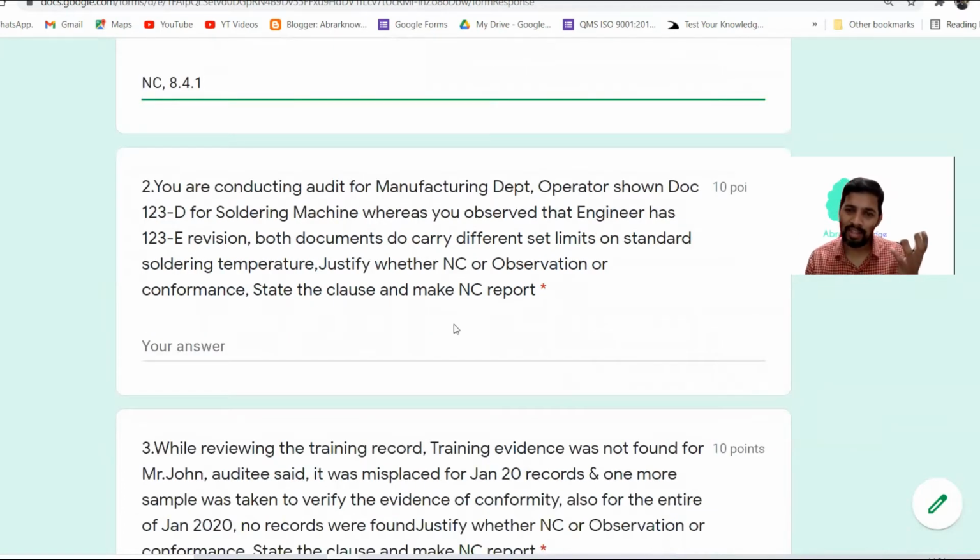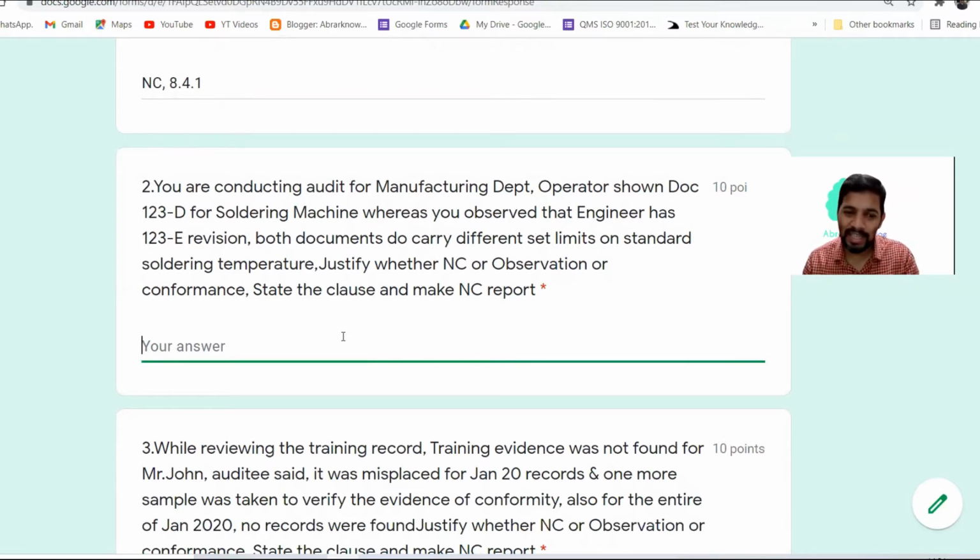So in this case, the operator was having D and the engineer is having E. Both are different versions. So how do you read it, whether it's an observation or NC? It's a clear-cut NC. And what is the class number? You can read for all the documentation. The easy class is 7.5.2, right?